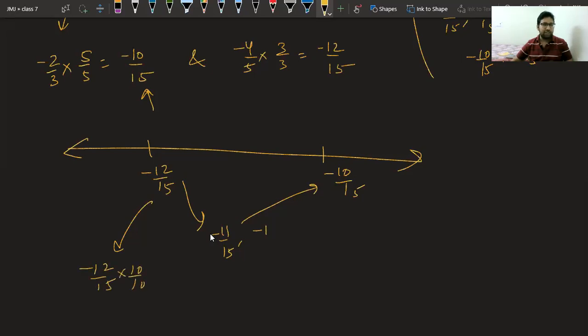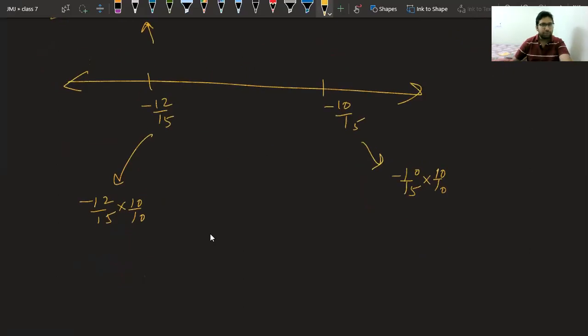And with that, all our problems in life will be over. We will be fine with that. Minus 10 by 15 into 10 by 10, we will get minus 120 by 150 and minus 100 by 150. Now what is the issue? You can easily find 19 numbers between them.